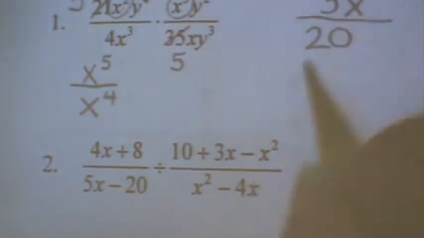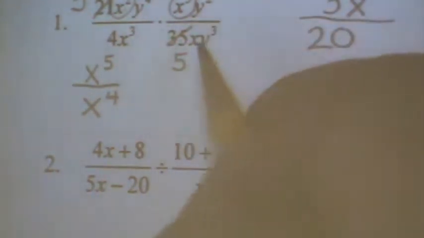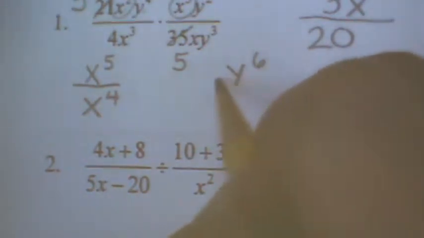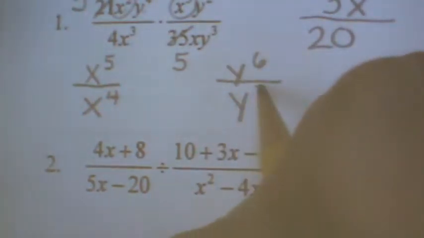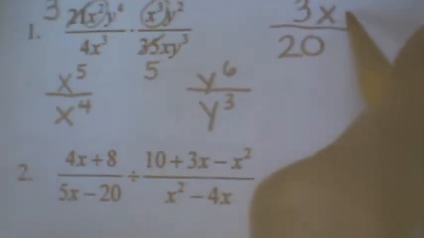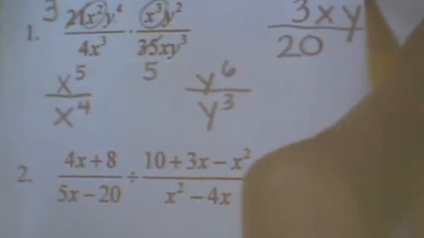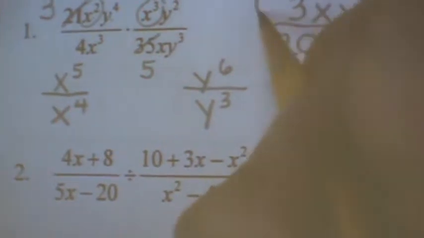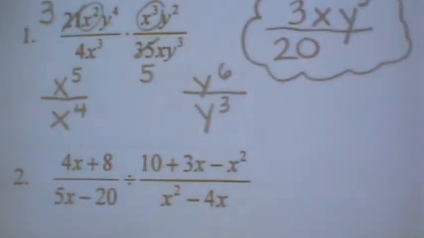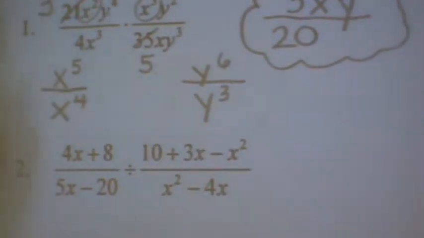So when you simplify this, what do you have? An x on top. Let's do the same with y's. How many y's do you have on top? 6. How many y's do you have on the bottom? 3. So what's the reduction going to give you? 3 where? Up top. Good. Done. That's your answer. Okay?